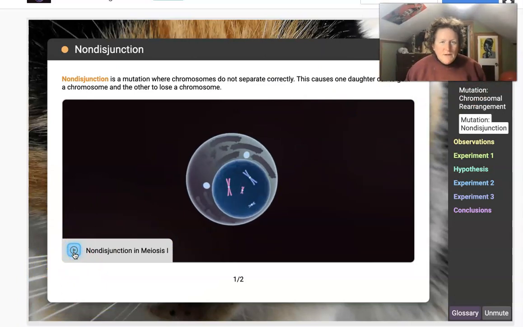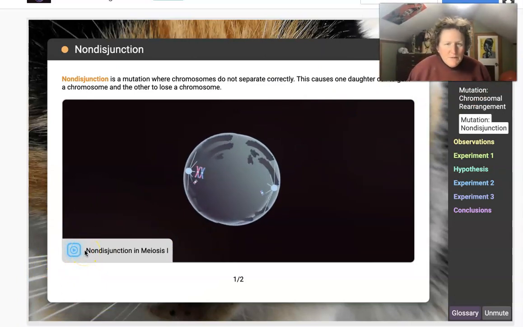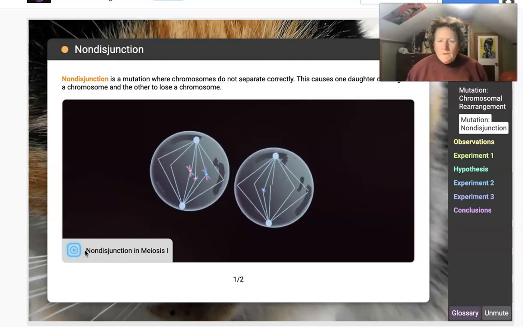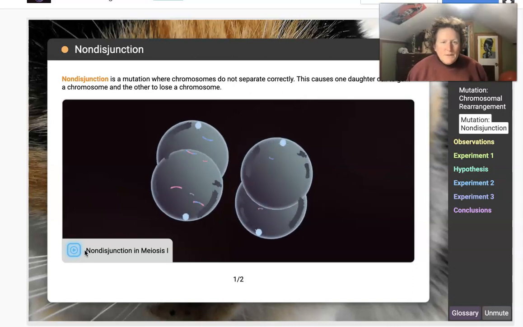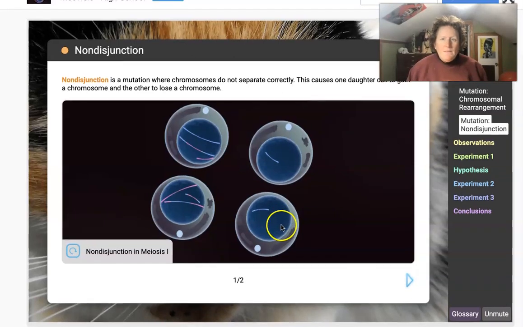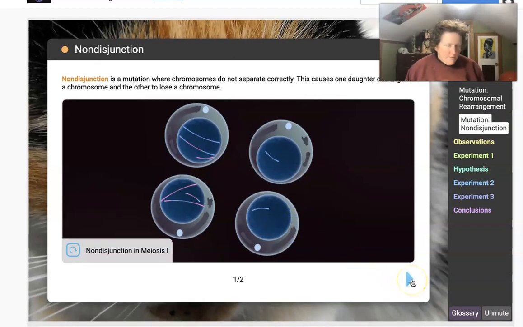Here's an example of non-disjunction. Those things are separating at that metaphase plate, but they don't separate quite right. And one cell ends up with an extra chromosome. You can see two of these have 3 and 2 of these only have 1, so something got mixed up. And that happens in humans.